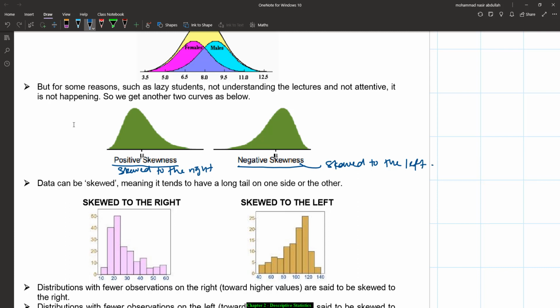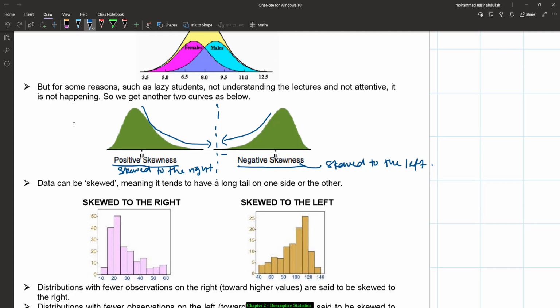Kalau kita tengok the tail of the distribution is longer to the right. So this is what we call as skewed to the right distribution. If the tail is longer to the left, this is what we call as skewed to the left or negatively skewed distribution. Kenapa negatively skewed?